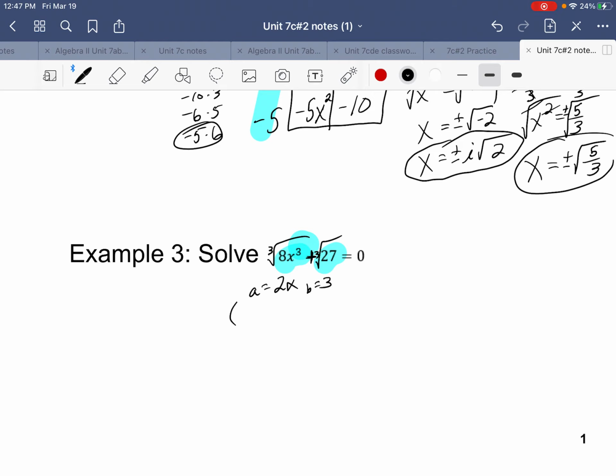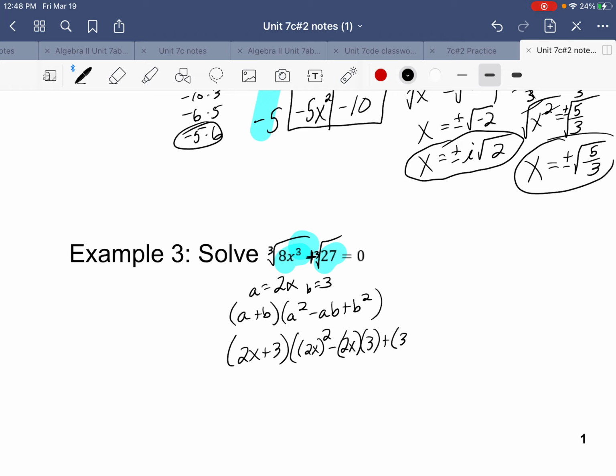Sum of cubes is a plus b, times a squared minus a times b plus b squared. So we have 2x plus 3, substituting in the a and b. (2x) squared, I always put it in parentheses because otherwise we goof up there. Minus 2x times 3 plus 3 squared. Simplify this. This is equal to 0, by the way, because our original problem is equal to 0, and we've got to keep that the same. (2x) squared is 4x squared minus 6x plus 9 equals 0.